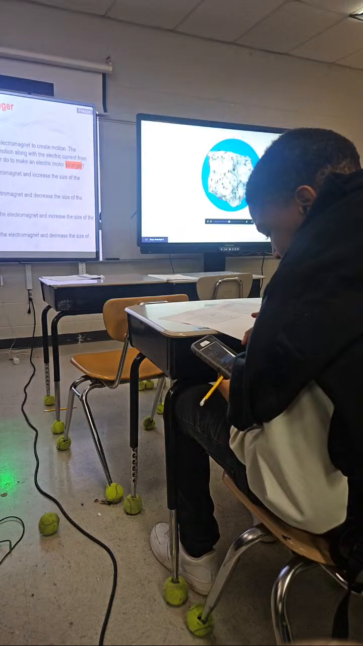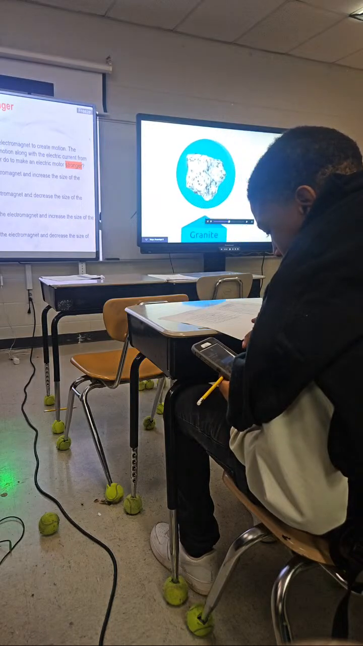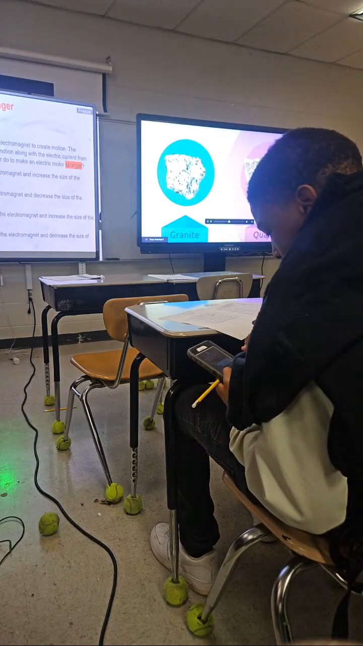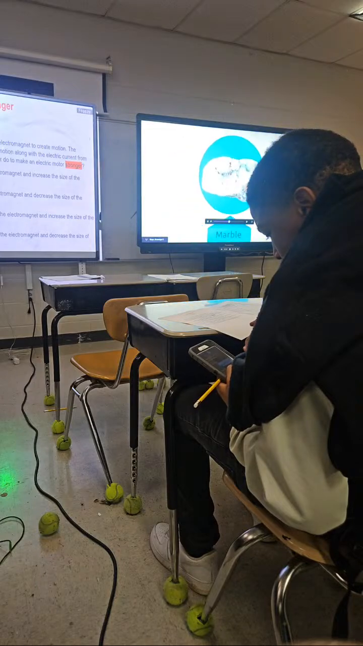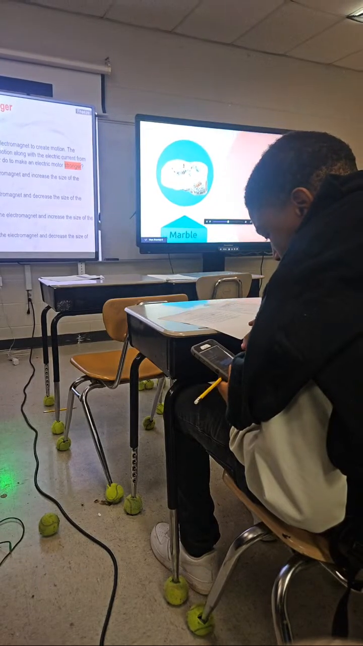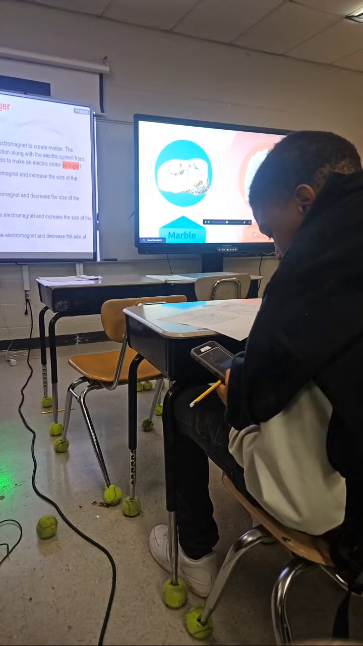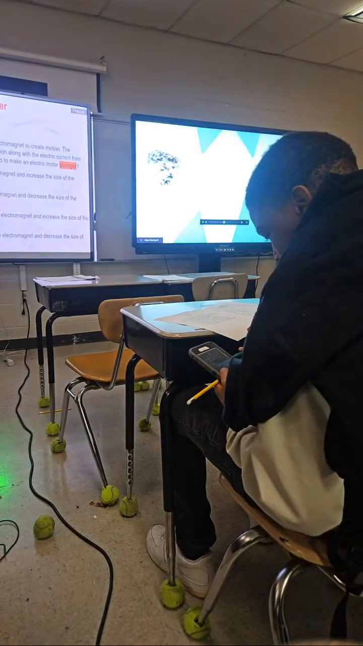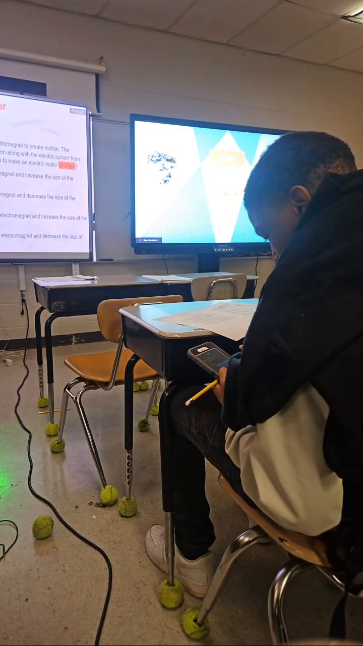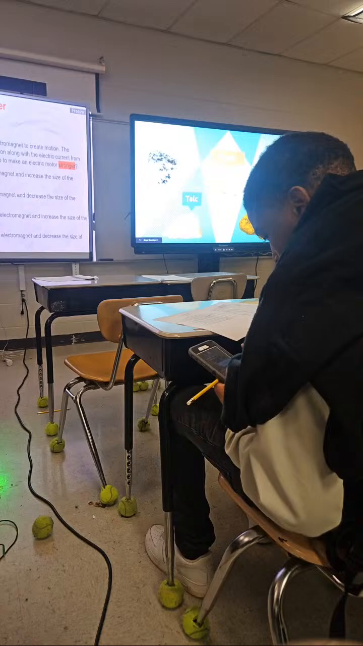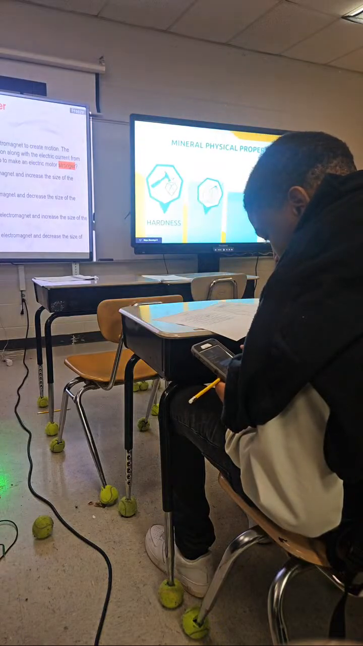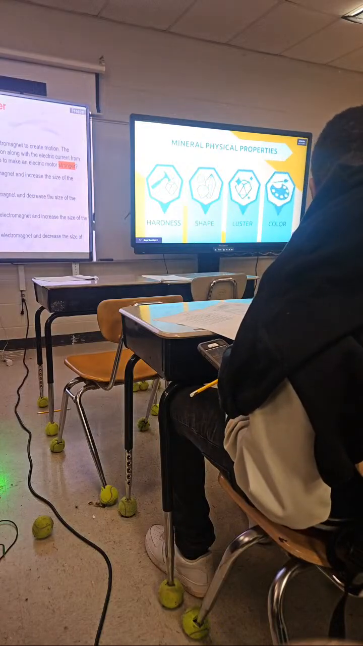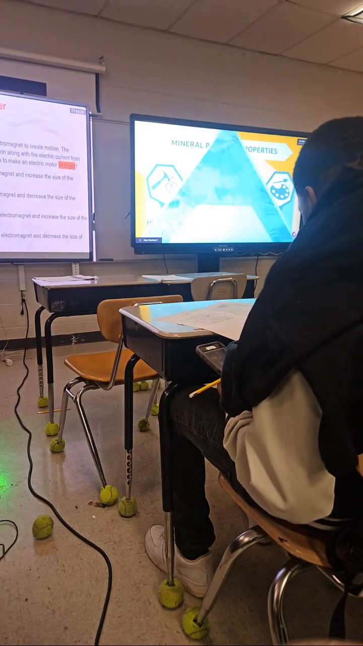Granite, for example, is a rock made up of a mineral called quartz. Marble is another rock made up of a mineral called calcite. Some well-known minerals are diamonds, topazes, gypsum, talc, and gold. Minerals have the following physical properties: hardness, shape, luster, and color.